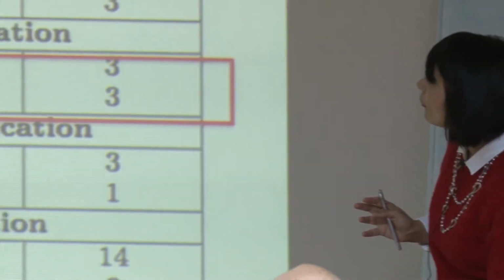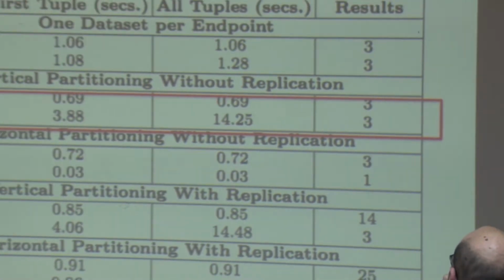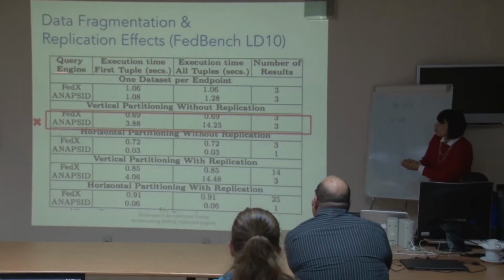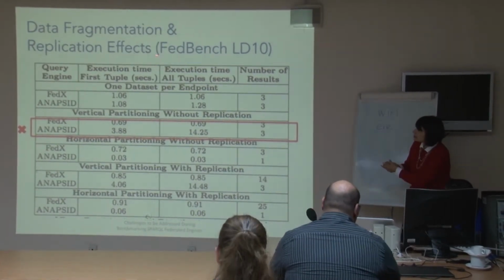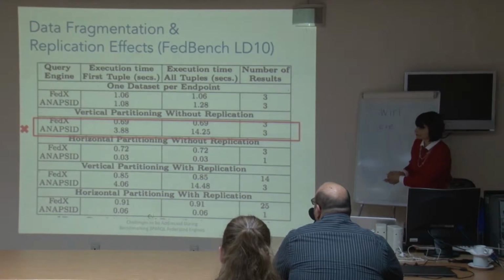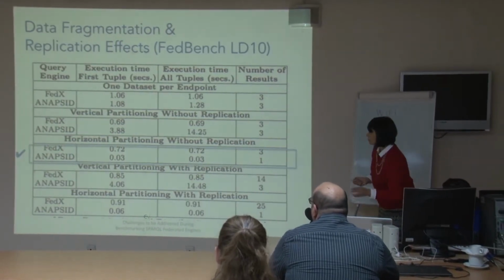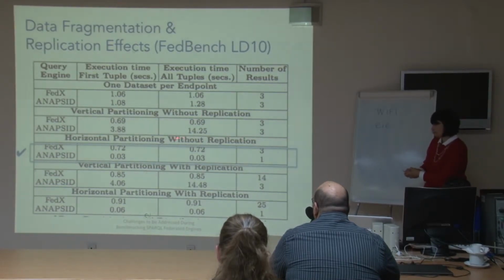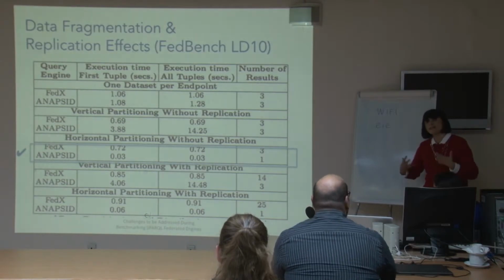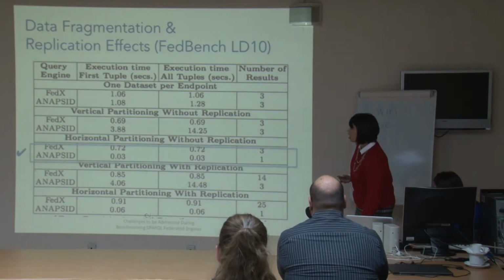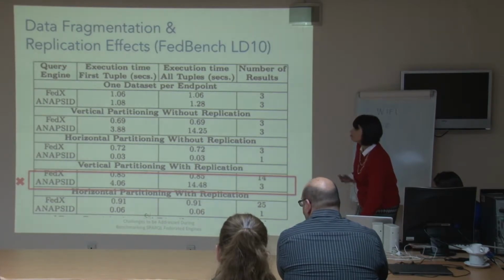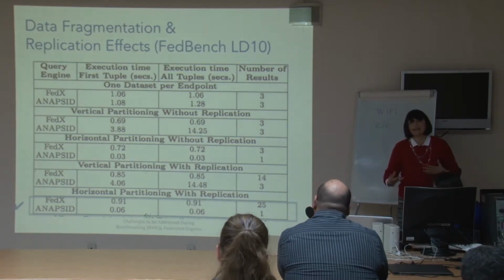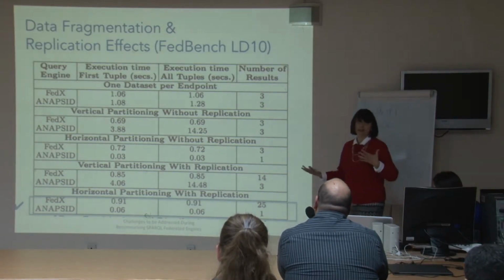But when we go for vertical partitioning without replication, we see that ASIP is more expensive than the other engine, expensive in terms of execution time. But if I consider horizontal partitioning without replication, FedEx is more expensive than ASIP. And vertical partitioning with replication, ASIP is more expensive than FedEx. And finally, horizontal partitioning with replication, ASIP is cheaper than FedEx.